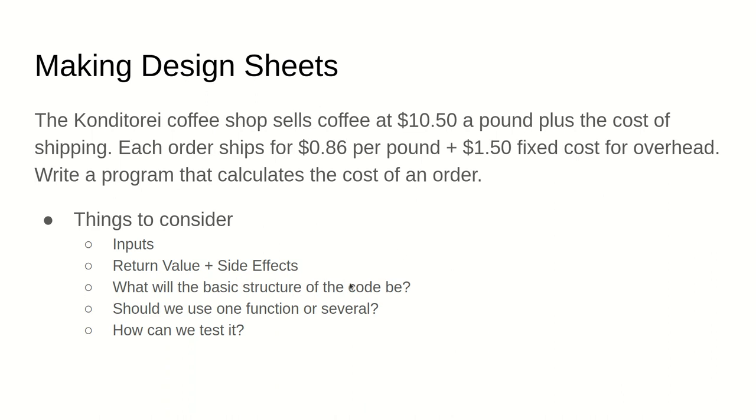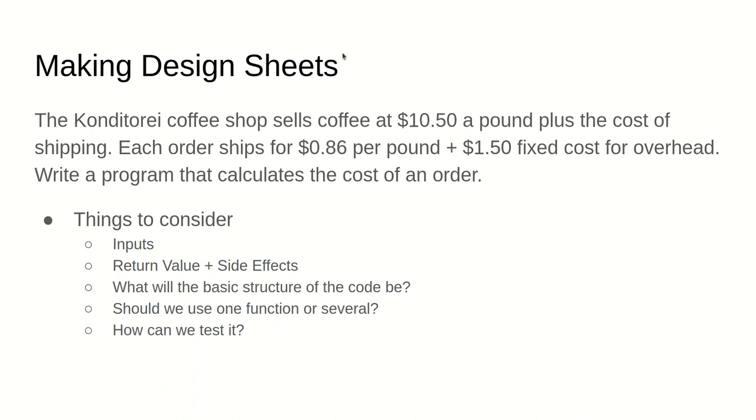Should we use one function or several functions? Some of these become sort of a personal choice thing. I would argue that functions that are one short line are not the most useful of functions. So if your function is just taking number of pounds times $10.50, that might not be a very helpful function. It's going to add more to your program than it actually saves by having that function. Reusability and clarity are kind of the keys when it comes to functions.